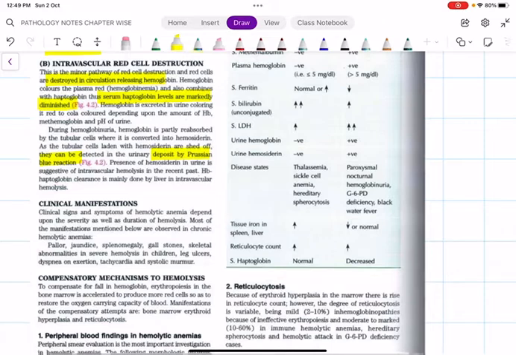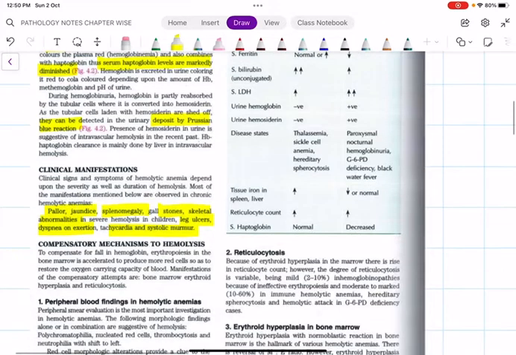So what are the clinical manifestations of hemolytic anemias? Jaundice, pallor. You know why jaundice? Because bilirubin is formed. Splenomegaly, because the spleen is the graveyard. Gallstones, skeletal abnormalities in severe hemolysis, leg ulcers as in sickle cell anemia, dyspnea on exertion, tachycardia and systolic murmurs, because anemia causes a hyperdynamic circulation.